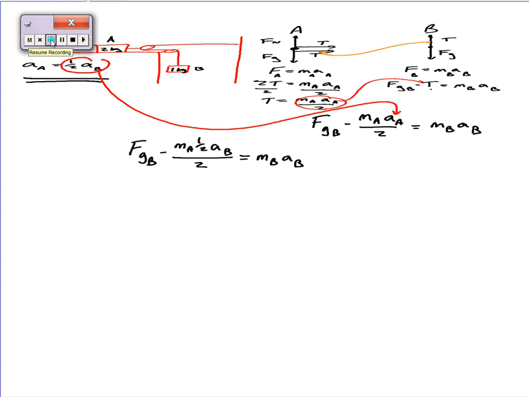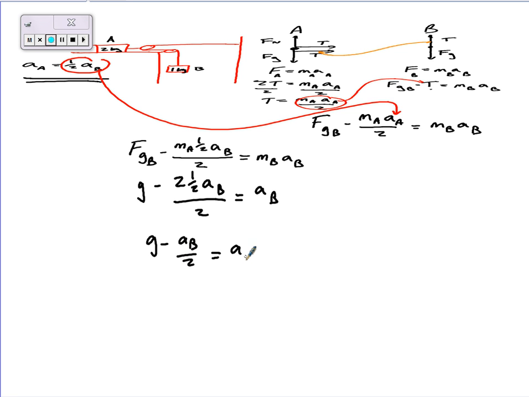Actually, I think what I'm going to do is start plugging in some of the numbers to make things easier to cancel out. So we have the force of gravity on B, so we have the mass of B, which is just 1, times the gravity, which is just g, minus the mass of A, which is 2, times 1/2 the acceleration of B, over 2, is equal to the mass of B, which again is just 1, times the acceleration of B. So the 2 and the 1/2 cancel, so we end up with just g minus a_B over 2 is equal to a_B. The rest is just some simple algebra.